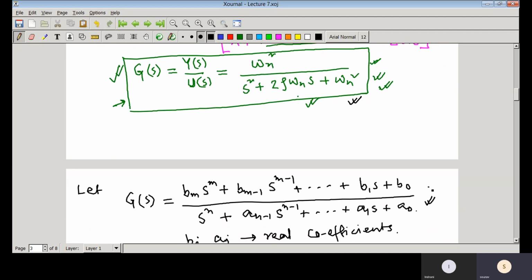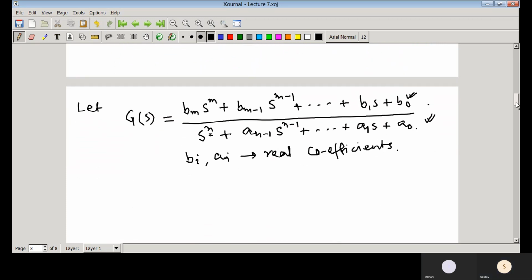If you compare this particular polynomial with this transfer function, in the numerator polynomial you have omega n square, that means your b0 is omega n square, and in the denominator you have s square, so n equal to 2, and twice zeta omega n is equal to a n minus 1, that is a1, and omega n square equal to a0. So these are the two polynomials in the numerator and denominator, and here we will give you some definitions.